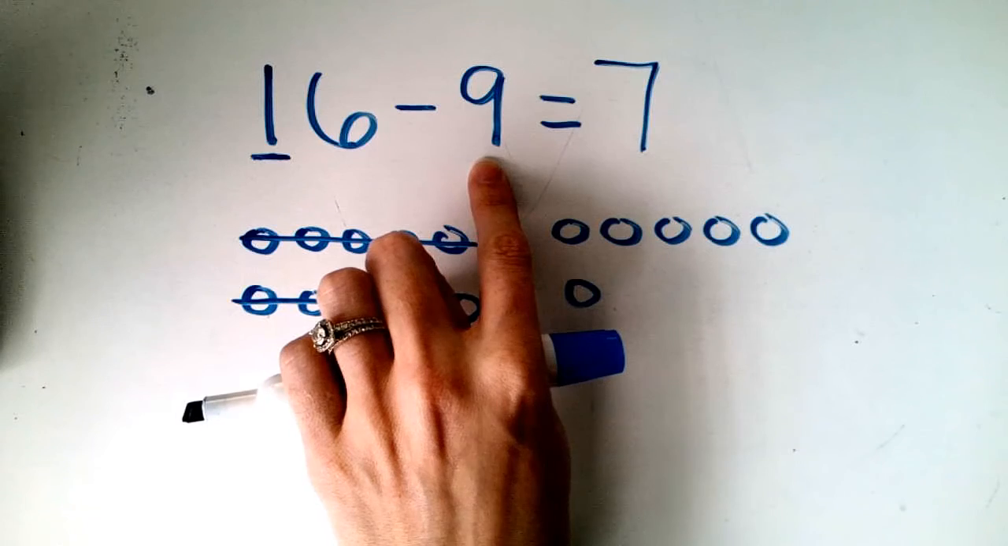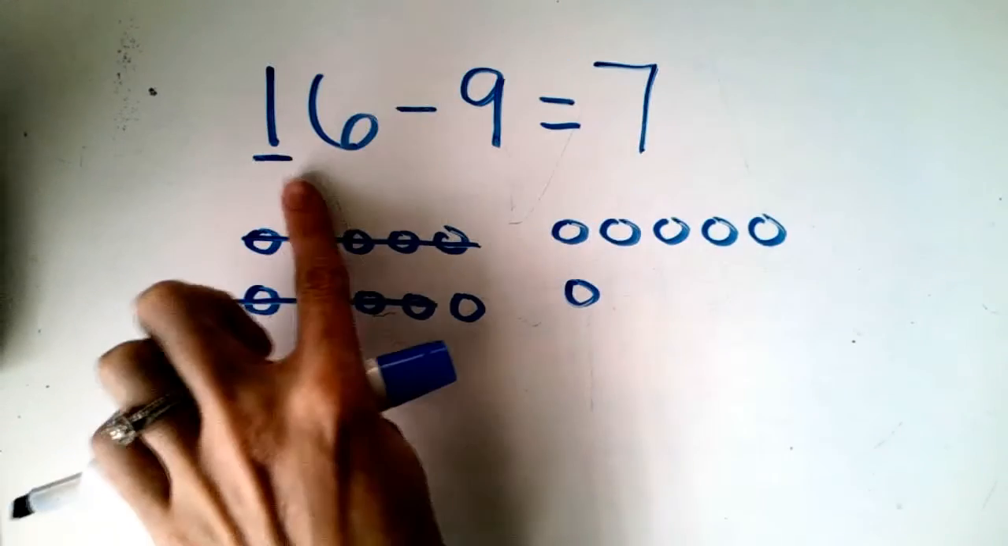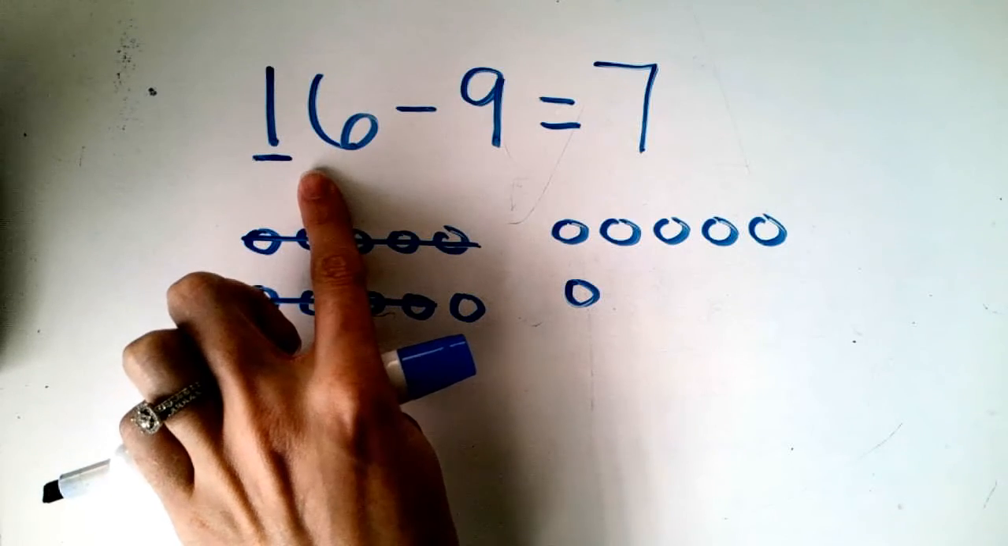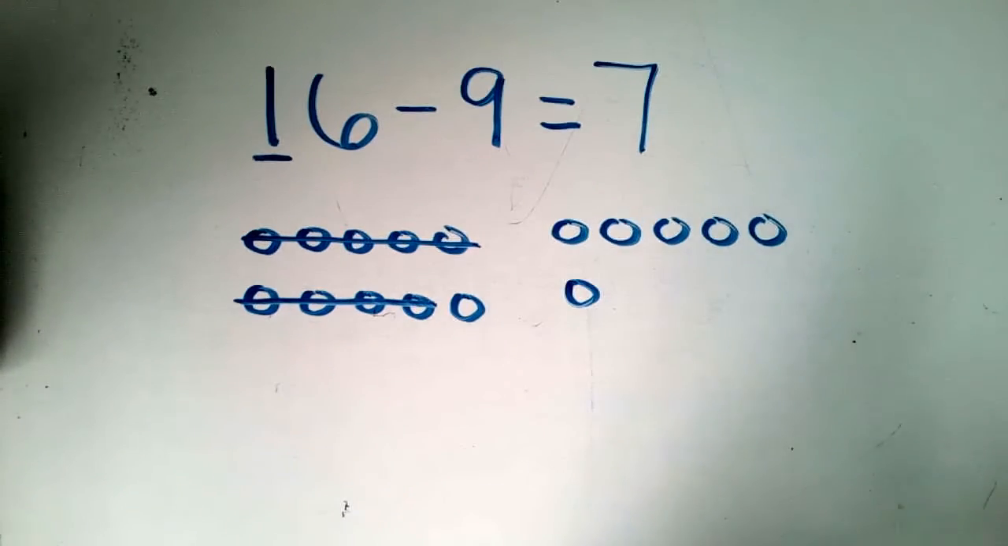So if you ever have that problem where you get an incorrect answer and you need to go back and check it, first make sure you started with the right amount of circles and then make sure that you crossed off the right amount of circles. Awesome work. All right, first graders, you can erase your boards and we're going to go ahead and take a peek at our math book now.